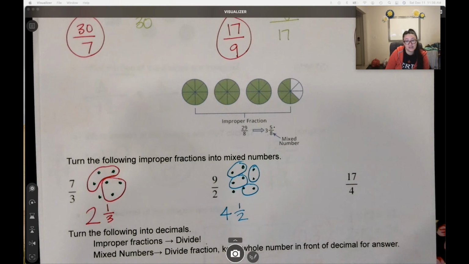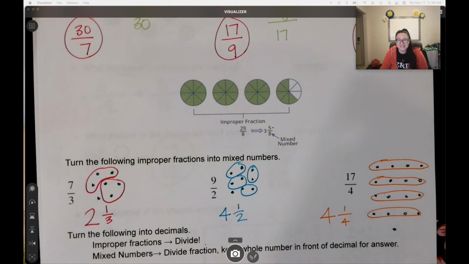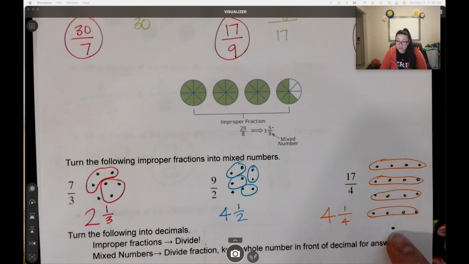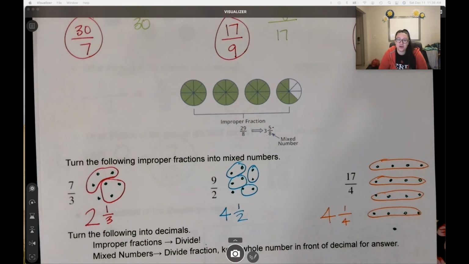All right, last one, 17/4. Again, try that one on your own, please. I didn't realize all these had 1 piece left over. Here we get 4 full groups of 4 with 1 piece left over out of a group of 4. So 4 and 1/4.